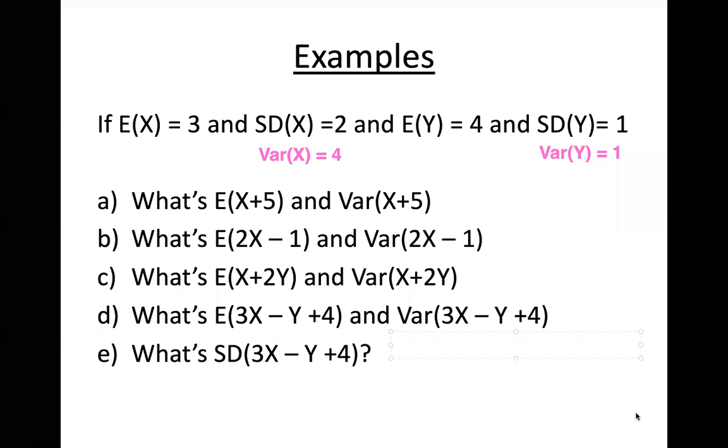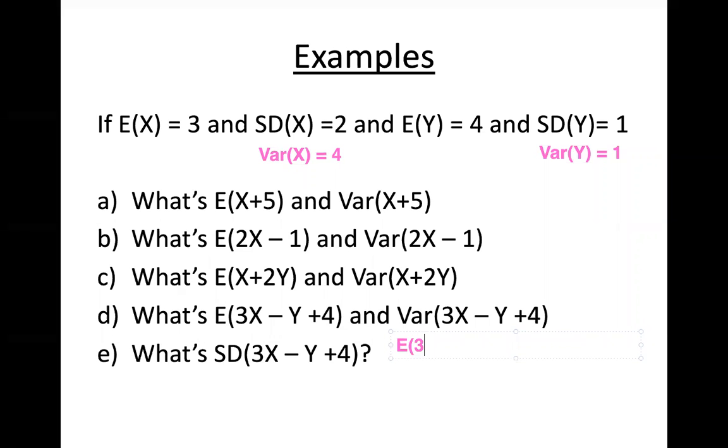For the mean of 3x minus y plus 4, I'm going to basically straightforward multiply and just substitute in the means. So for x, I have a mean of 3, so 3 times 3 minus the mean of the y, which is 4, and then plus 4 gets me 9. And that is the answer for the mean.